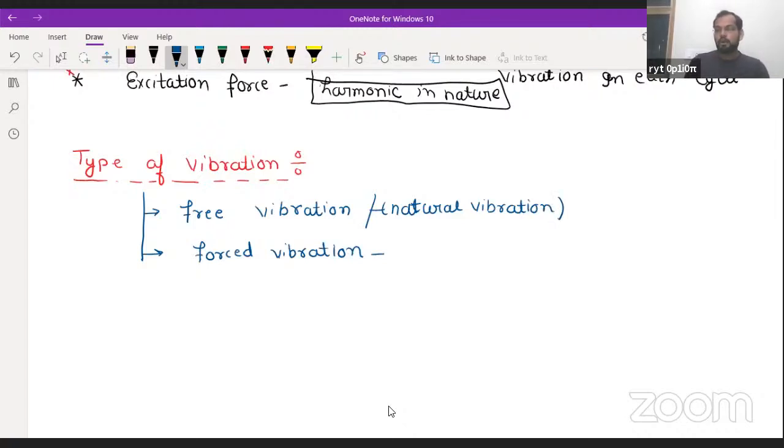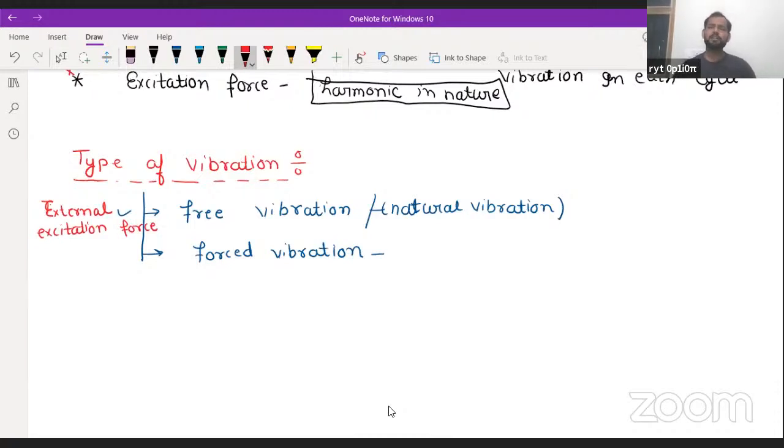Now, Nihant is saying free, undamped, damped, linear, non-linear. So Nihant, I will discuss all types of vibration here only. So please see here. Basically, vibration is categorized into 2 parts. First one is free vibration or the natural vibration, and second one is forced vibration. So what do you understand by free vibration? Free vibration means there is no external excitation force.